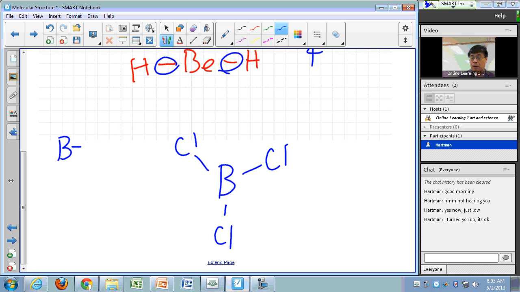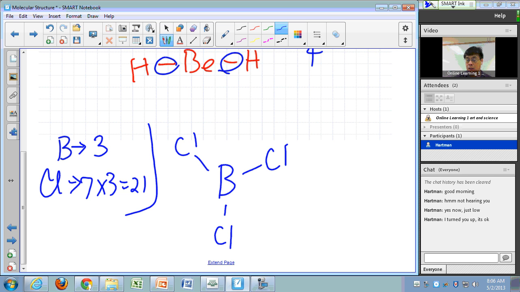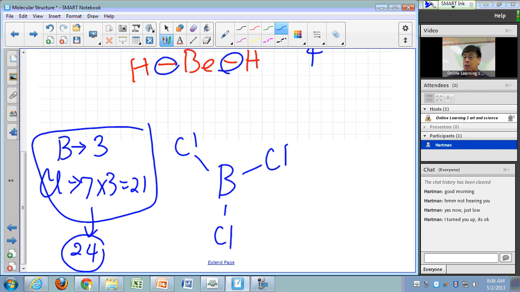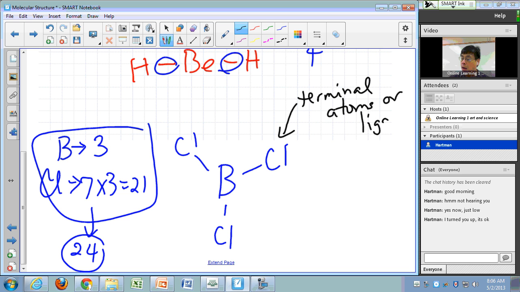If you look at your periodic table, boron has 3 valence electrons. Each chlorine has 7. So 7 times 3, that's 21. You need a total of 24 valence electrons. So the way you complete this structure is you look at what we call terminal atoms or ligands. Ligands means it's tied to something, so it's tied to the central atom. And you complete the octet for those unless it's hydrogen.